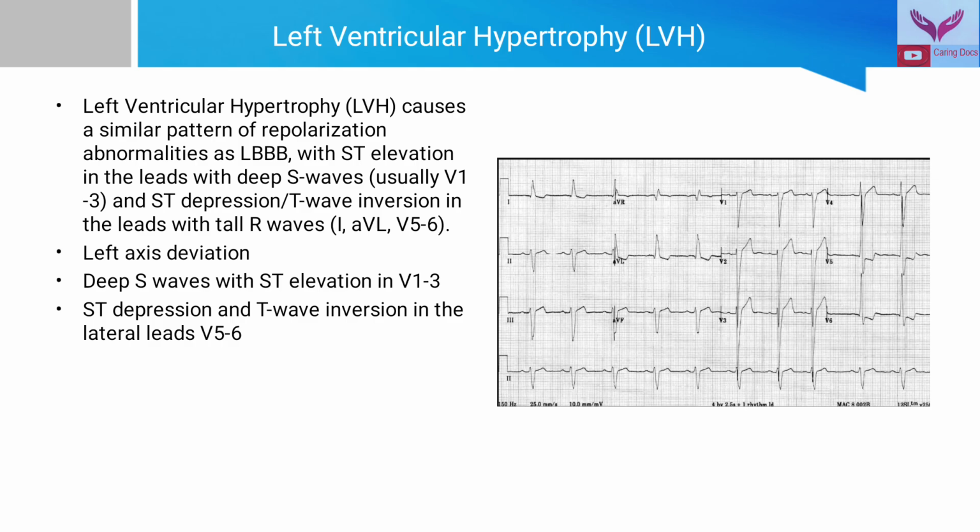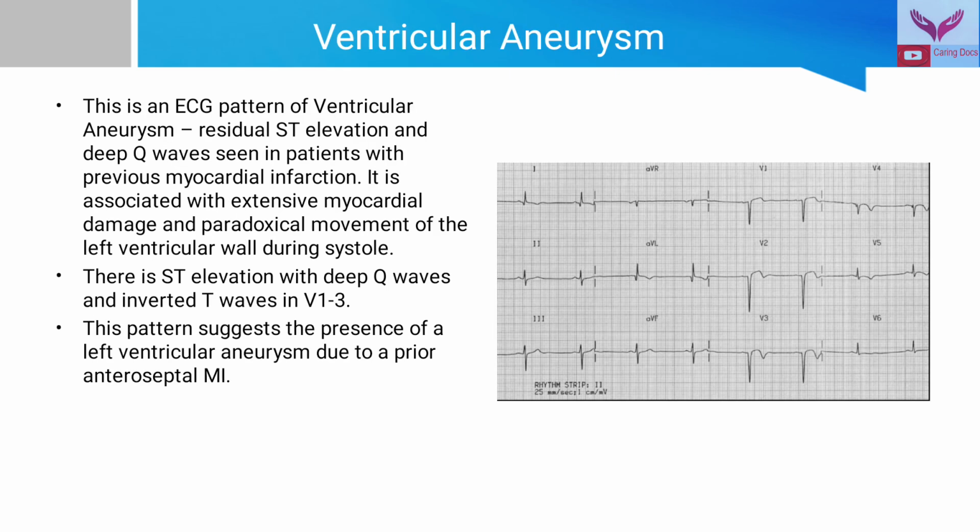In left ventricular hypertrophy, there is a similar pattern of repolarization abnormalities as left bundle branch block, with ST elevation in leads with S wave, usually V1 to V3, and ST depression or T wave inversion in the leads with tall R waves in lead 1, AVL, V5 to V6. We also see left axis deviation, deep S wave with ST elevation in V1 to V3, ST depression and T wave inversion in the lateral leads, that is V5 to V6.